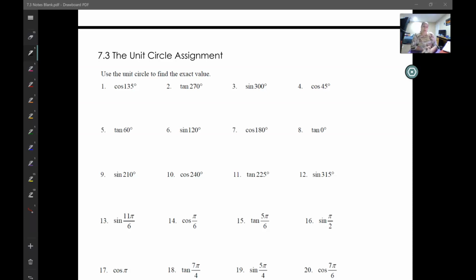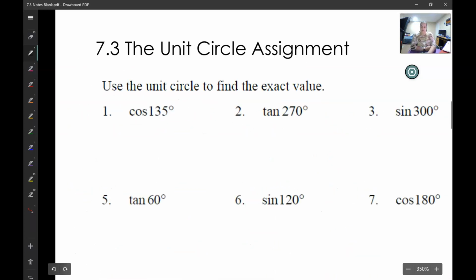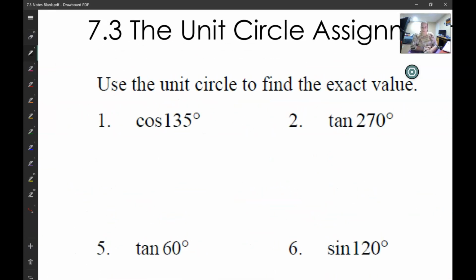Okay, let's apply the unit circle. We're going to look at this assignment and talk about what this means. Now, first off, this says cosine of 135 degrees. Well, we learned in 7.2 that there is a new definition of cosine, which is x over r. That's the definition we learned at the end of 7.2.